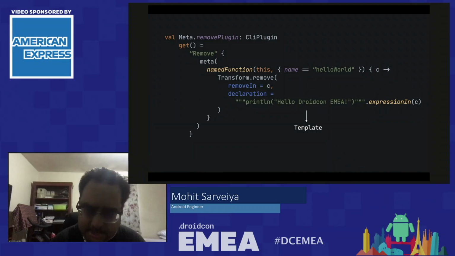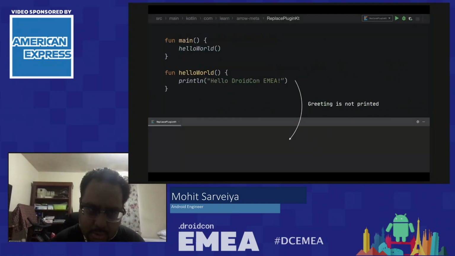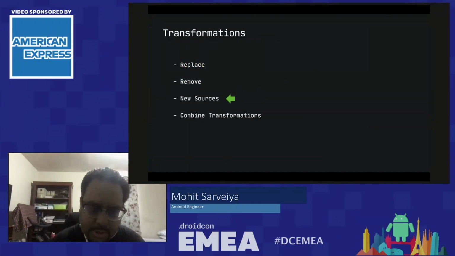Expression in C is an extension that this library has, and it's a method that allows you to convert that string template into something that Arrow Meta could work with. So that's what I'm doing here. When I run this plugin, you'll see that when I call the hello world method now, nothing gets printed out in the console. So that's a simple remove transformation you could do. Now let's look at generating new sources. How do you generate source code, like in a separate file?